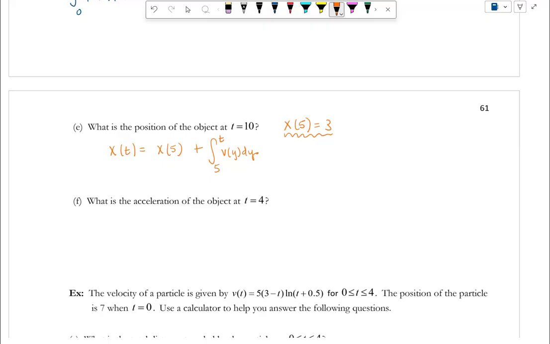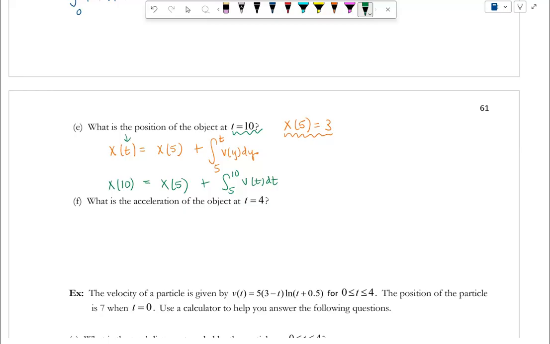Now, we don't have to write an accumulation function because what we're really finding here is x of 10. So x of 10, now I could just plug that in to my accumulation function. x of 10, our position at 10, is going to be x of 5 plus the definite integral from 5 to 10 of v of t dt. So again, as soon as I get rid of my limit of integration as a variable, I can replace my dummy variable with my true variable of integration, which is t.